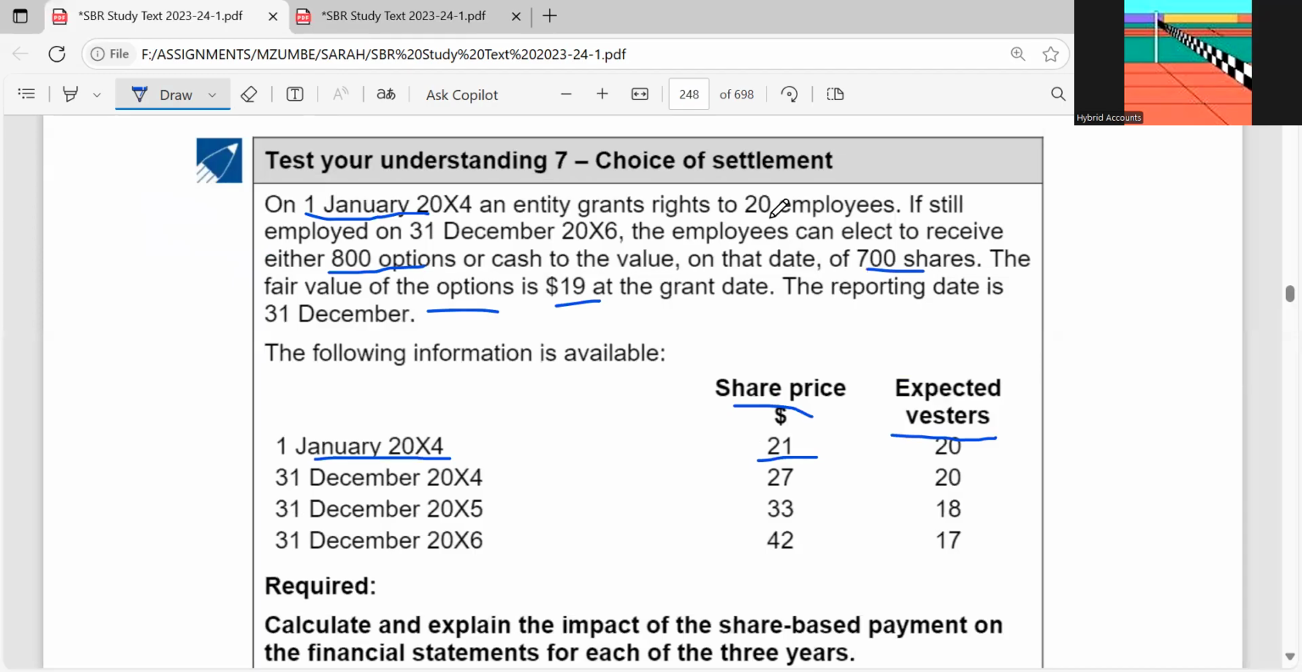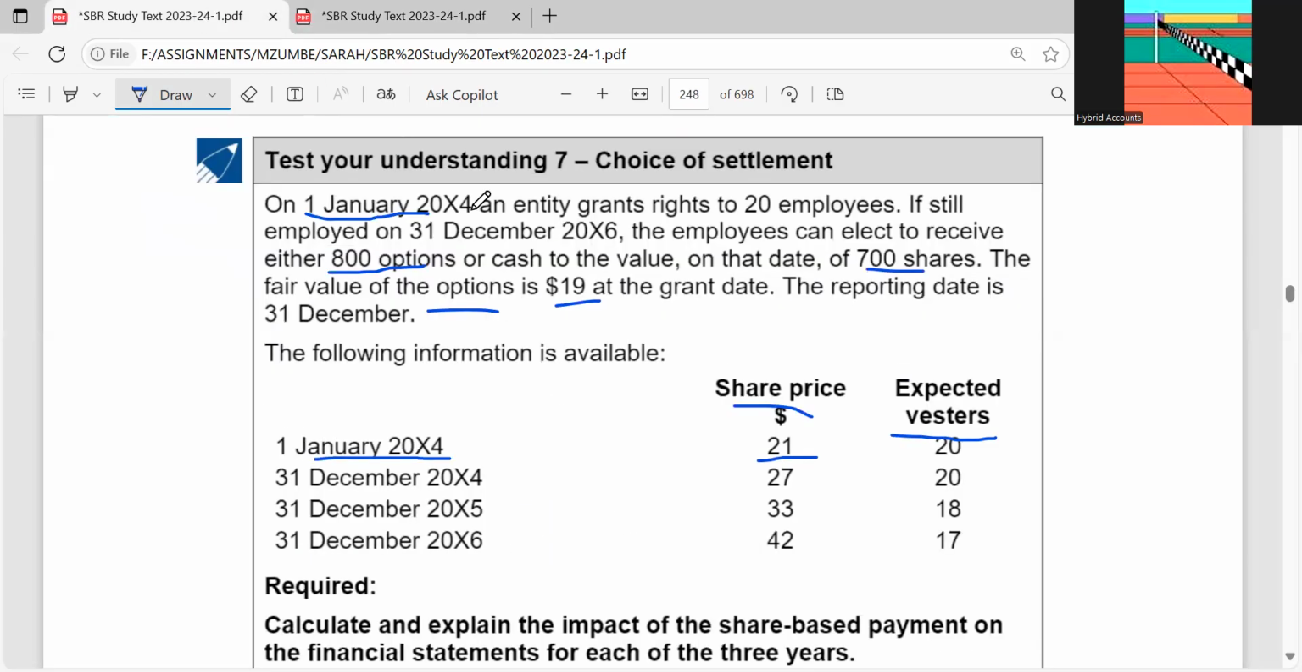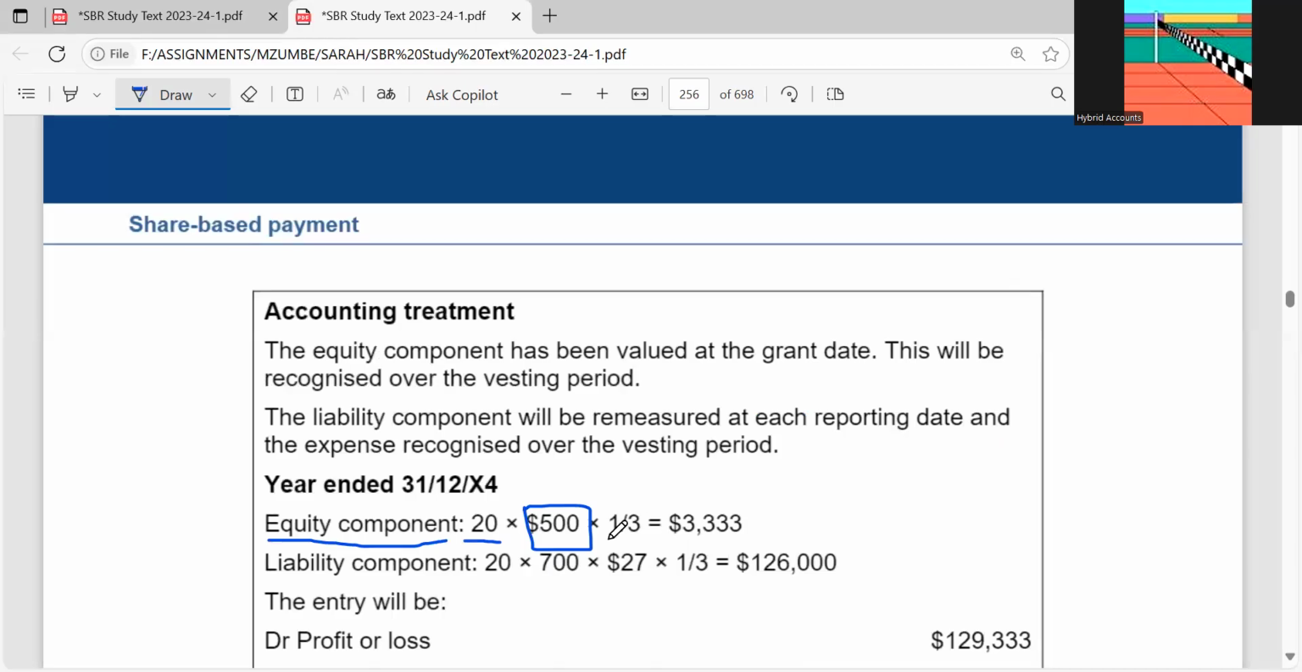You can see here, right? You have 20 employees. Remember, on equity settled, we said 20 employees times these options per employee, but this 800 has already been multiplied, so you don't need to worry about that. That's why we just take 500 times 20, right? And then after that, you apportion it. The condition is 3 years, 1st January 2024 to 31st December 2026, which is 3 years. So you would have to multiply by 1 over 3. This is the first year.